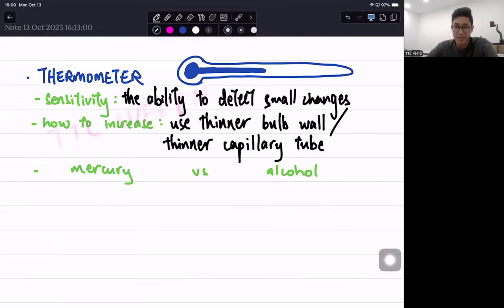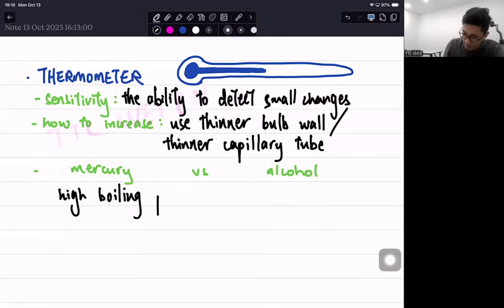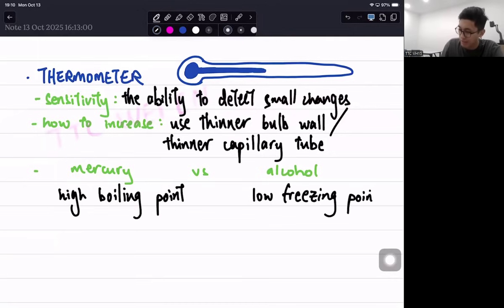In case they ask you about the liquid inside, the most common ones we use are mercury and alcohol. Mercury is usually for hot objects because it has a high boiling point, so it doesn't boil easily, unlike alcohol. But for cold objects, we use alcohol because alcohol has a very low freezing point, which means alcohol doesn't freeze very easily. You can measure very cold objects.